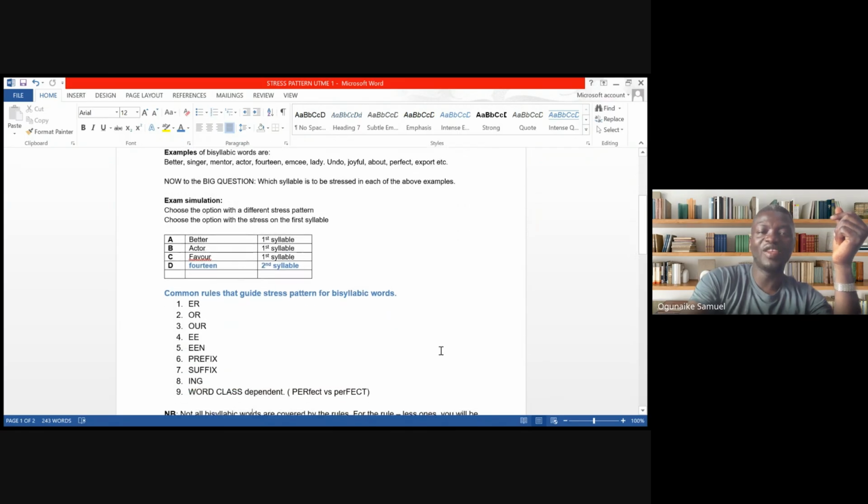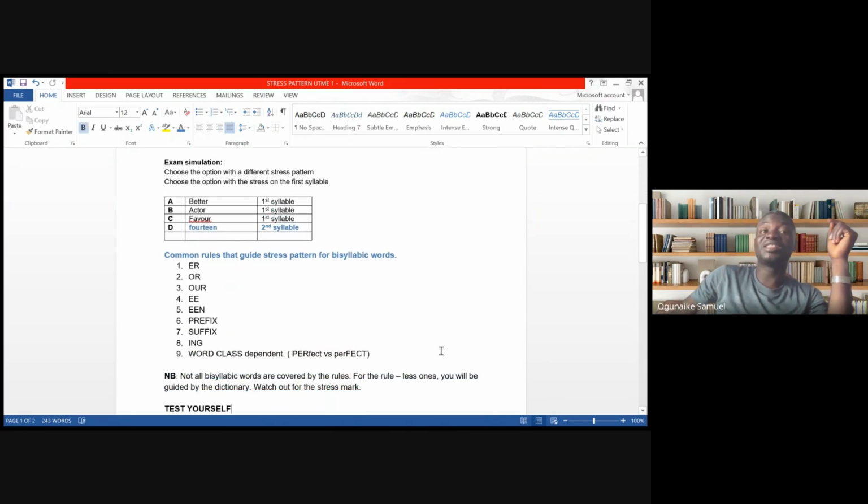Now, this is how I knew that D should be stressed. This is how I knew that D was the answer. 14 common rules that guide stress pattern. The first one is ER. Remember, we're working on bisyllabic words with 2 syllables. We're still going to talk about polysyllabic words, where you talk about democracy. Which syllable should be stressed? Is it democracy or democracy?